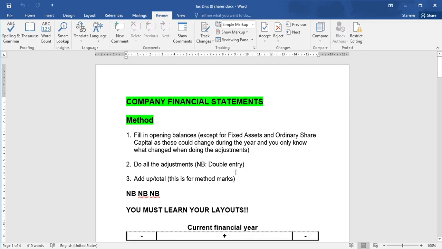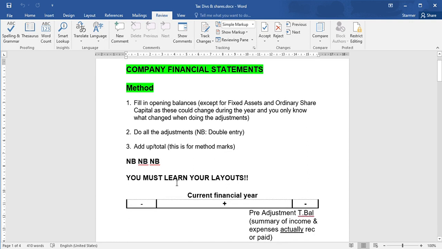Then step 2 is to do all your adjustments, remembering to do the double entry. Obviously sometimes you don't need to do the double entry because certain notes, for example, might not be asked in the question. And step 3 is a very important step, and that is to add up and total all your amounts. The reason for this is because this is where you get your method marks. It will always be better to leave out 1 or 2 adjustments and add up than it will be to continue with adjustments and fail to add up and lose all those method marks.